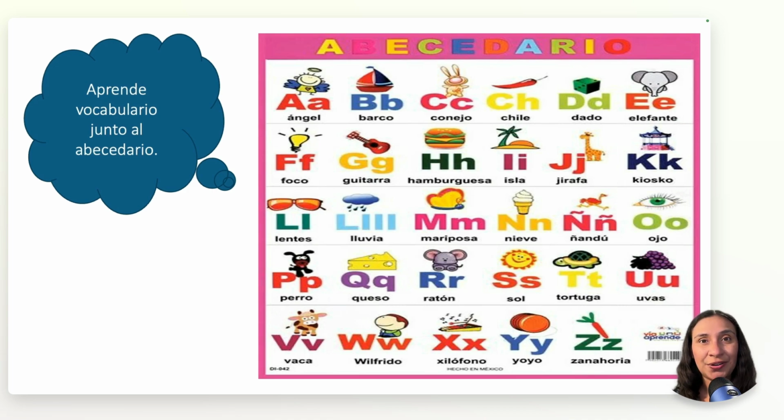Z, zanahoria. Now, in this slide, we are seeing some letters that we didn't see in the previous slides where we had all the ABC. So, what are those letters that are new? Tenemos la che, we have the che, Chile, CH, Chile. We have double L, ¿sí? Lluvia, the rain.